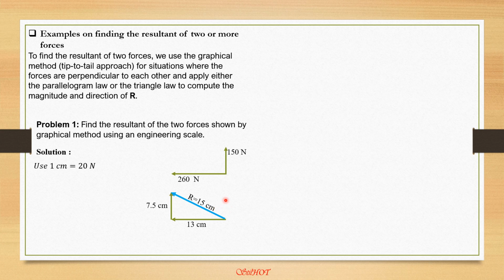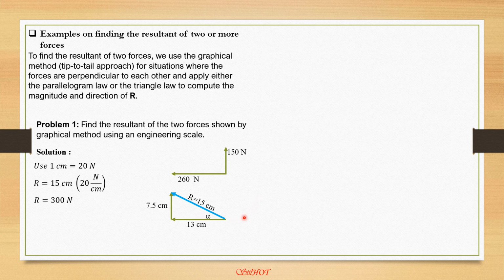Of course, it's difficult to round off answers or estimate to two decimal places. So it may be 15.1 or 14.9 only. So 15 cm times 20, then it is 300 newtons. The resultant is approximately 300 newtons, and the direction can be estimated also using your protractor. So you have to fit a protractor here because this is by graphical method.